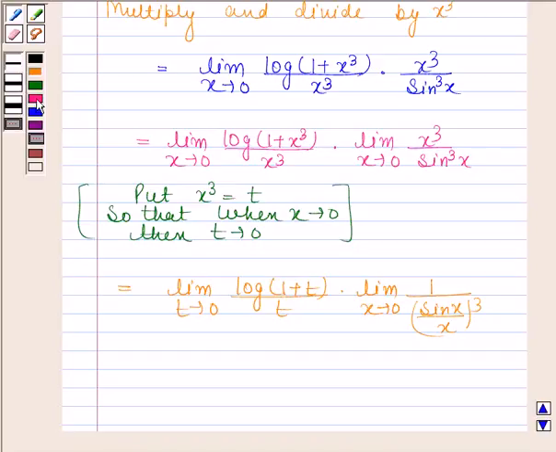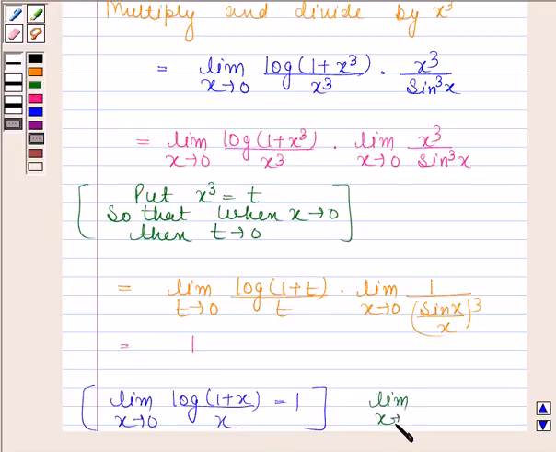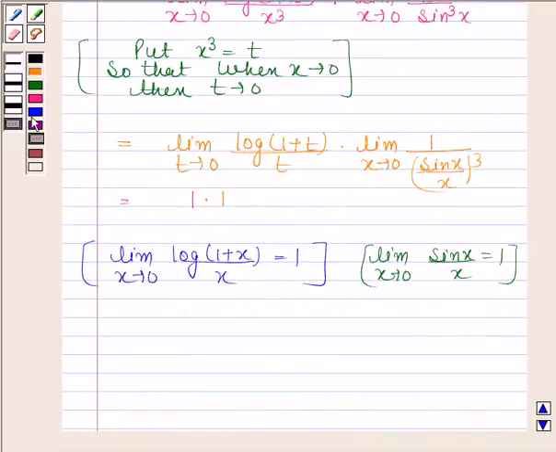By the key idea, we know that limit x approaches 0 log 1 plus x upon x is equal to 1. So this means limit t approaches 0 log 1 plus t by t is also equal to 1. And by the key idea, we also know that limit x approaches 0 sine x upon x is equal to 1. So 1 by sine x upon x whole cube is also equal to 1. So we have 1 into 1 and this gives us 1. Hence the required limit is 1.